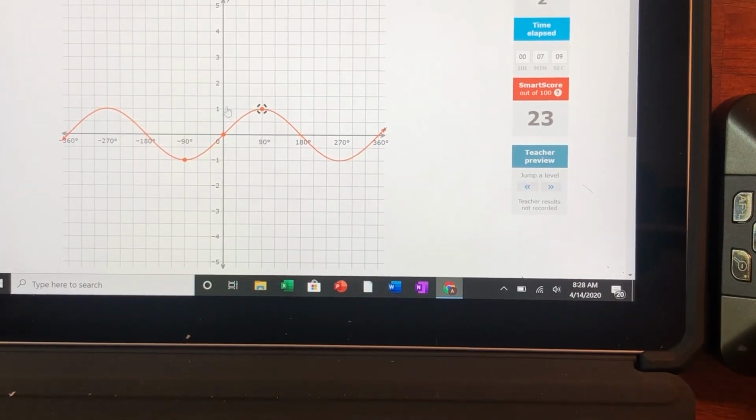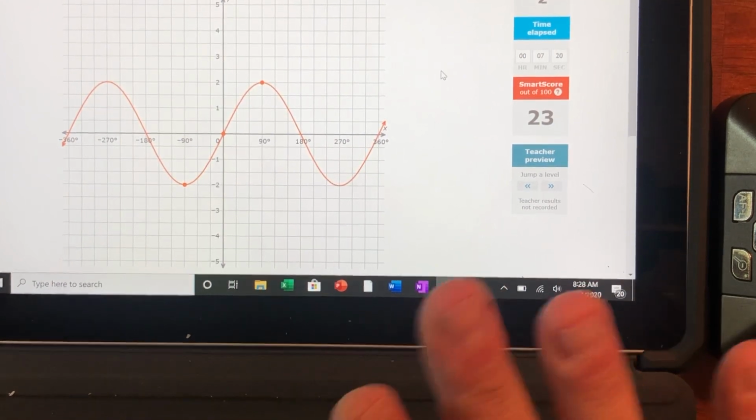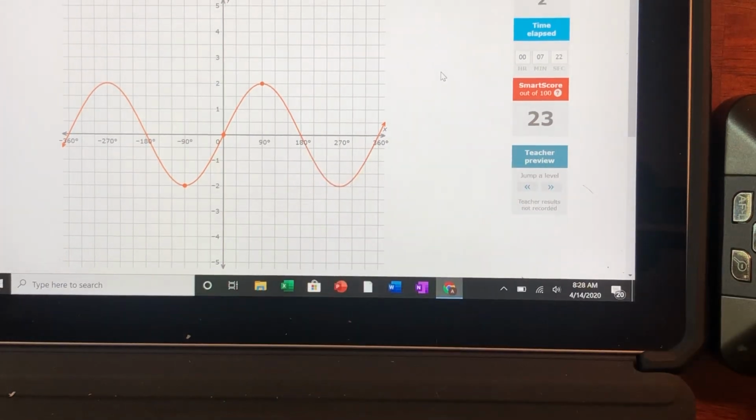This graph has an amplitude of 1. I want to change it to an amplitude of 2. So let's grab onto a point and drag it up to where it's at the 2. Okay, nothing changed with the period. All I did was change it to an amplitude of 2. And that's all I have to do.